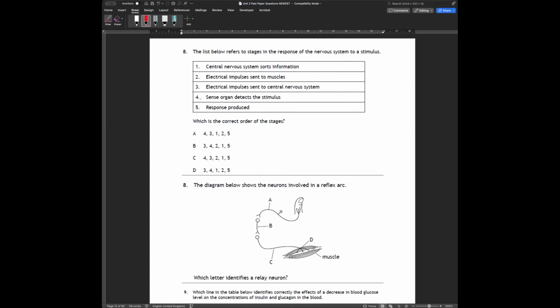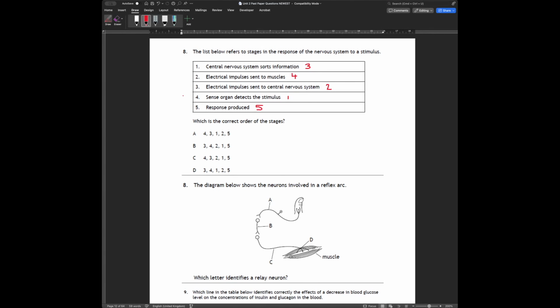So that's going to be number 4, isn't it? That's going to be first. So number 2 is going to be sending those electrical impulses via our sensory neuron towards our nervous system. So that's going to be this one here. We then need the central nervous system through the interneuron to process that information or sort that information. We then need to send an electrical impulse via the motor neuron to our muscles. And then lastly, we would have a response produced.